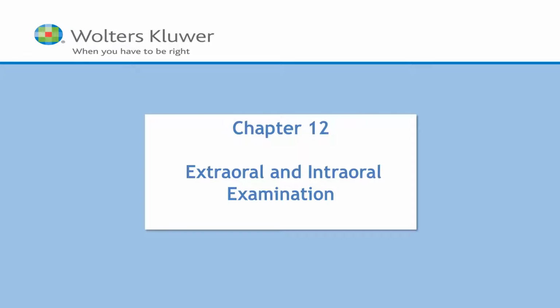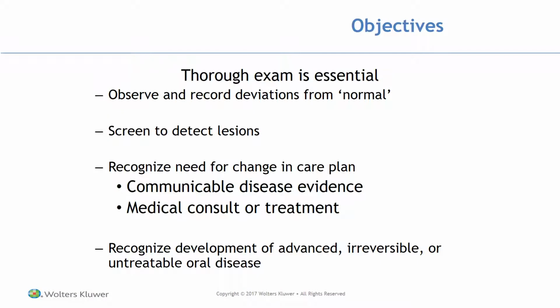Okay, Chapter 12, Extraoral and Intraoral Examination. Our objective for this chapter is to explain the rationale for comprehensive extraoral and intraoral examination. And that would be to observe and record deviations from the normal. Of course, you have to know what normal is before you can explain a deviation, right? And to screen to detect lesions in the oral cavity and on the neck and face.